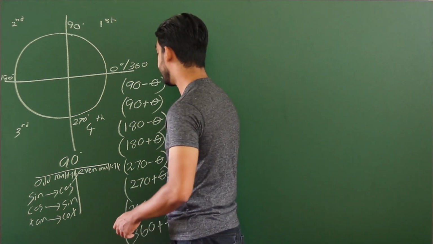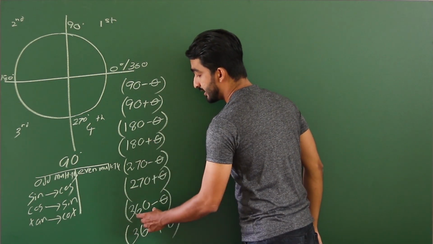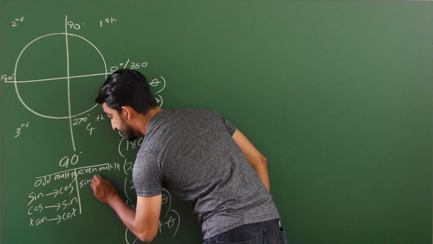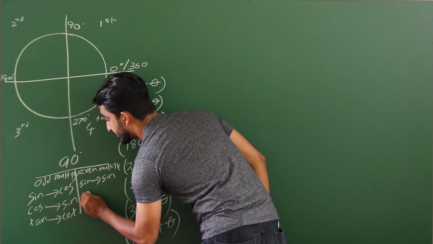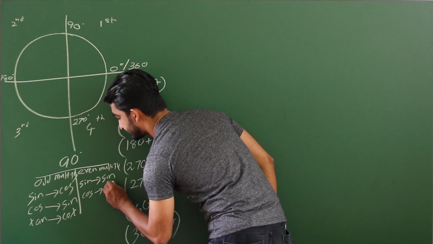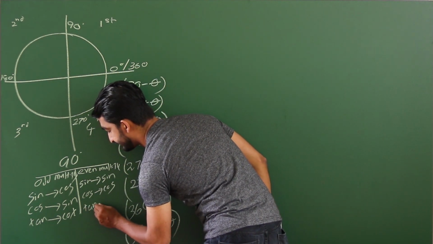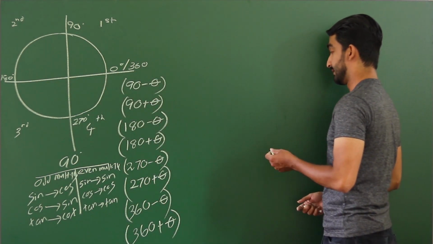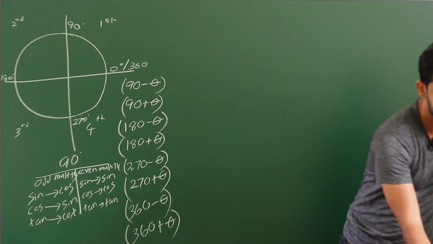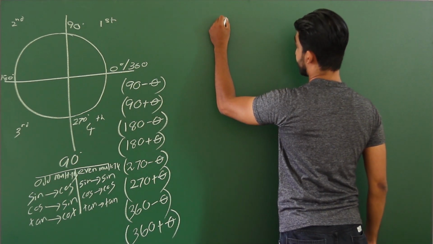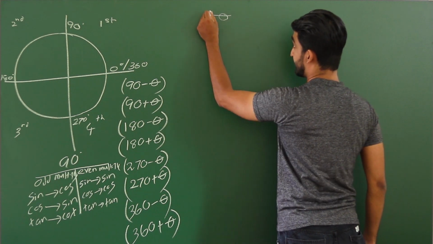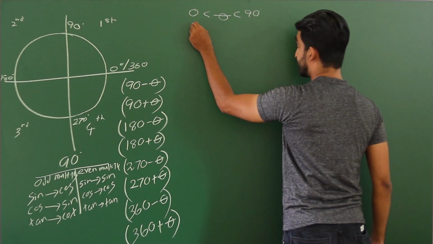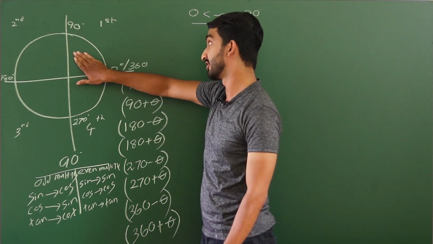So when you are dealing with even multiples like 180 degrees, 360 degrees, no change will happen. Sine will be sine, cos will be cos, tan will be tan. What I am mentioning here is, now let's say we consider angle theta between 0 and 90 degrees. That means we consider the first quadrant.